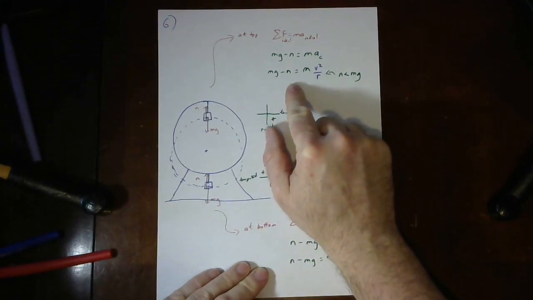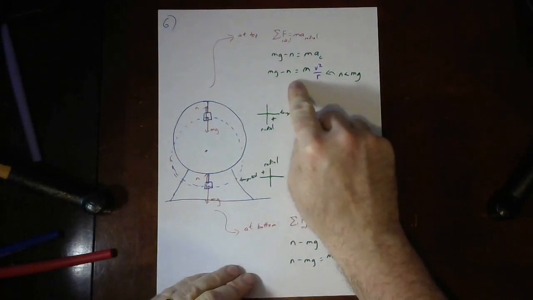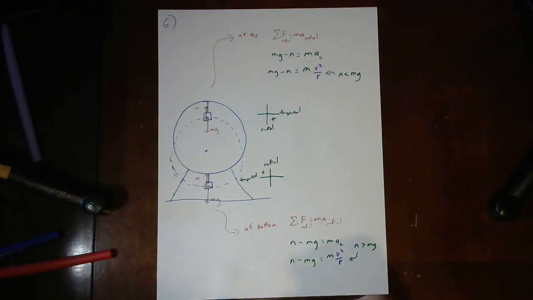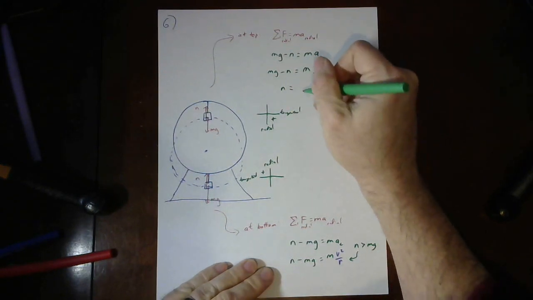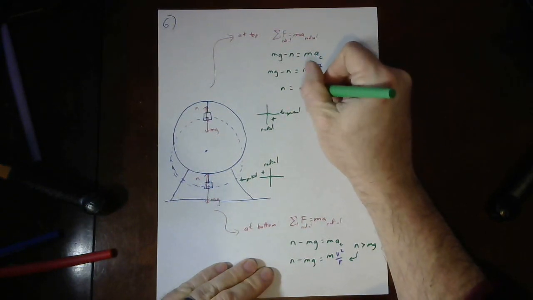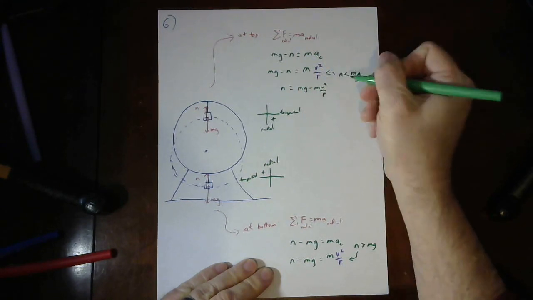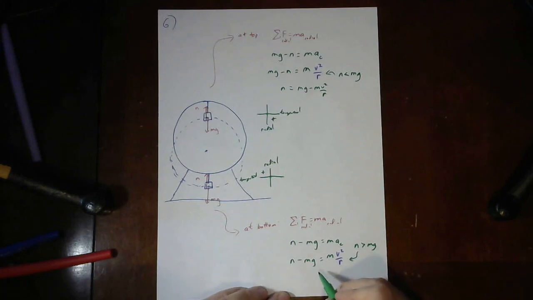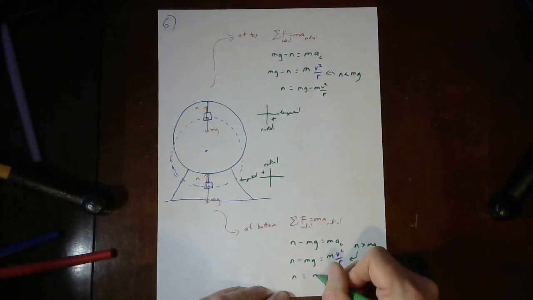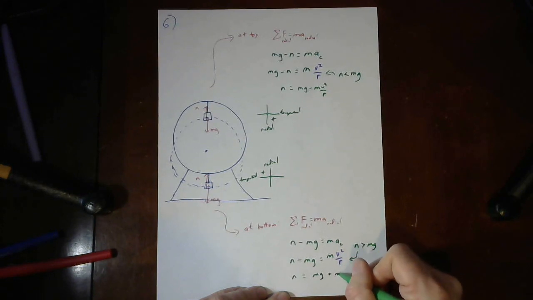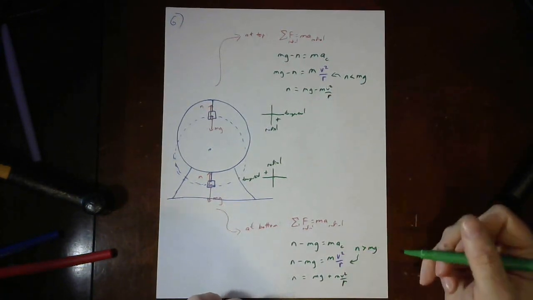Let's go ahead and give this a shot. This one we'll just rearrange to get N by itself. So I recognize that I'm going to end up with N being equal to mg minus mv squared over r. With this one, getting N by itself, I'm just going to move the mg over. I'll have N is equal to mg plus mv squared over r. See that little sign difference there.